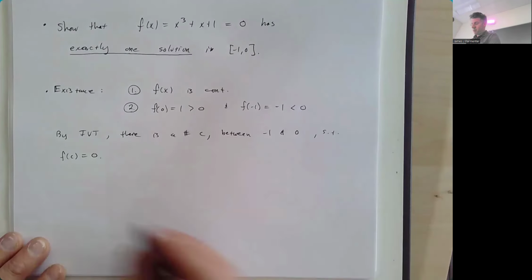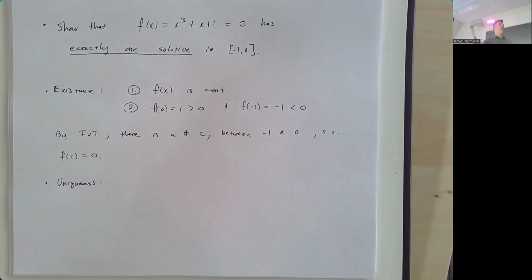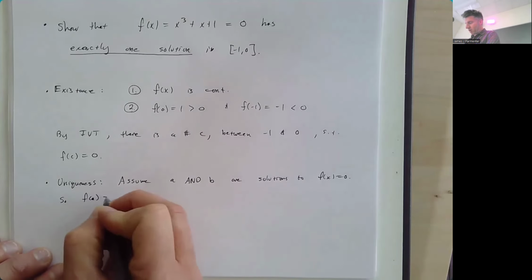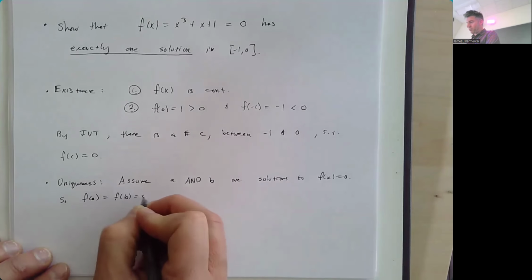So most of the time when you're trying to show that something is unique, you do so by assuming that it's not. Say we're going to assume that there are two solutions to this, and then we're going to derive some sort of logical impossibility. So we're going to assume that A and B are solutions to f of x equal to 0, meaning f of A is equal to 0 and f of B is also equal to 0.